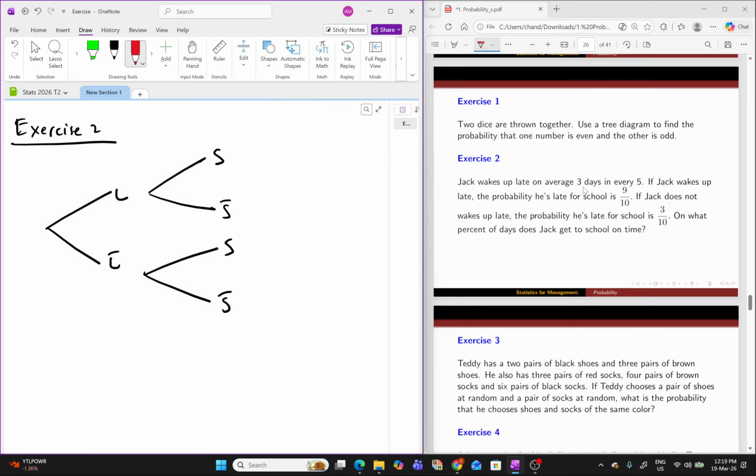Wake up late on average 3 days in every 5. 3 days, 3 over 5, that would be 0.6. Right here, 0.6. Here 0.4. If Jack wakes up late, the probability he is late for school is 0.9. So here 0.1. If Jack does not wake up late, the probability he is late for school is 0.3, and 0.7. So the information is done here.